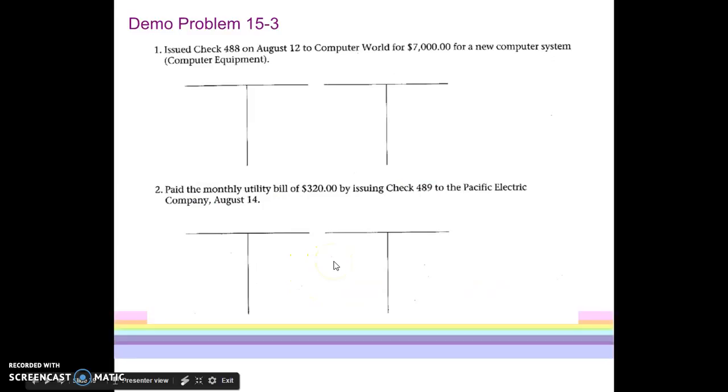Now take a look at demo problem 15.3. This is a problem that we will be doing in class. This is a guided practice problem. We'll be doing this together. If you want to go ahead and attempt it, give it a try. See if you can put the proper accounts on the T's and put the dollar amounts on the right side.